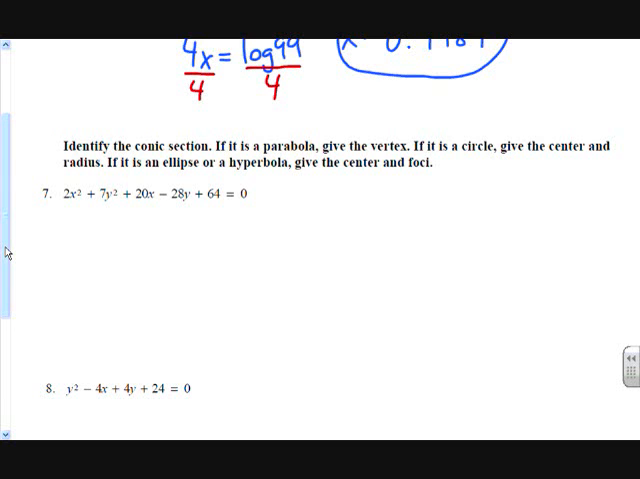But look at the next one. It says to identify the conic section. If it is a parabola, give the vertex. If it is a circle, give the center and radius. And if it's an ellipse or a hyperbola, give the center and the foci.